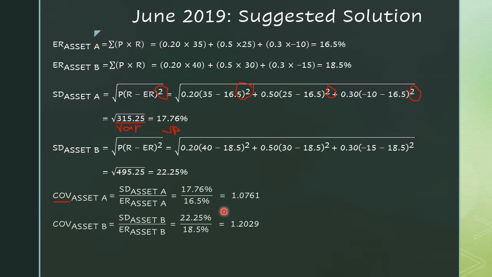Okay, so in June 2019, it clearly says that Syarikat Aman wants to select the less risky of two alternatives. It means that Syarikat Aman is risk averse. So you choose the one with the lower risk. So the answer should be the company should choose SLA due to lower coefficient of variation.